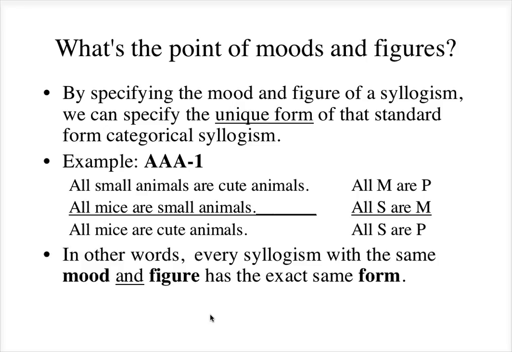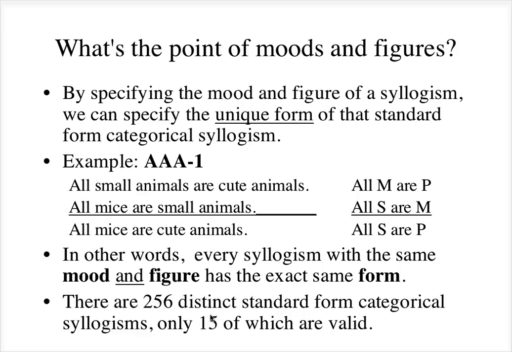In other words, every syllogism with the same mood and figure has the exact same form. So this means that I can just specify a mood and figure, and you can figure out exactly what argument form I'm talking about. And this was very useful to medieval logicians who basically just memorized all the different forms. So there are 256 distinct standard form categorical syllogisms, but only 15 of them are valid. So what the medieval logicians would do is they would memorize which ones were valid and which ones weren't.